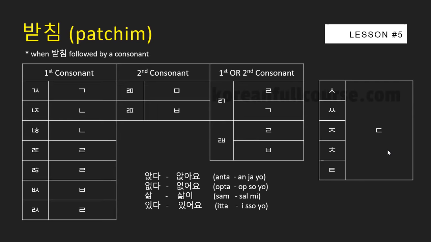Take a look at these examples. 앉다, 앉아요. 없다, 없어요. 삶, 삶이. 있다, 있어요. Here patchims are followed by consonants. That's why we applied this rule. And here patchims are followed by a vowel sound. That's why we haven't made any changes.